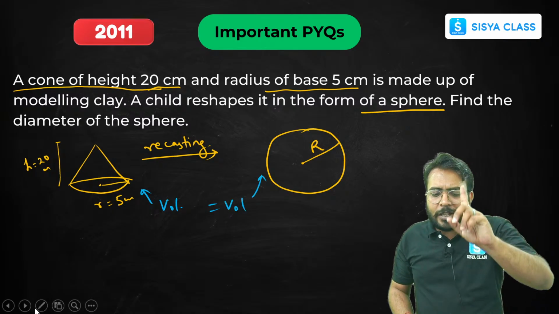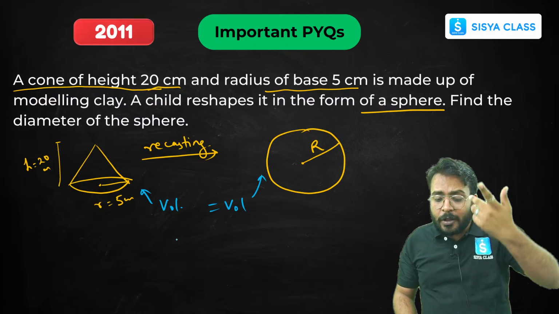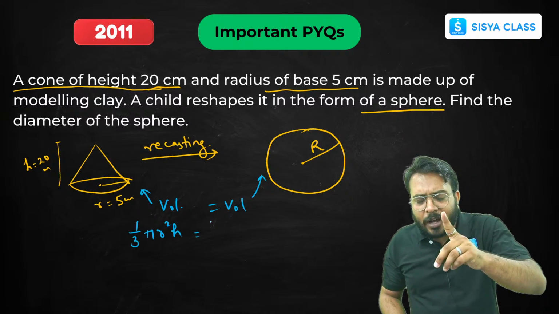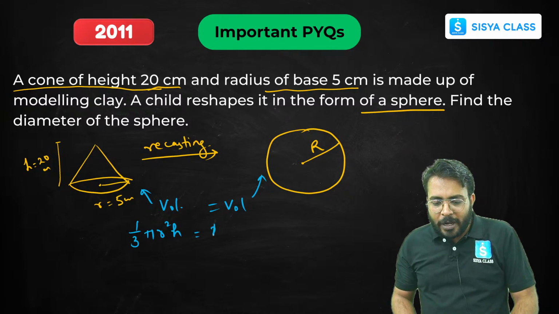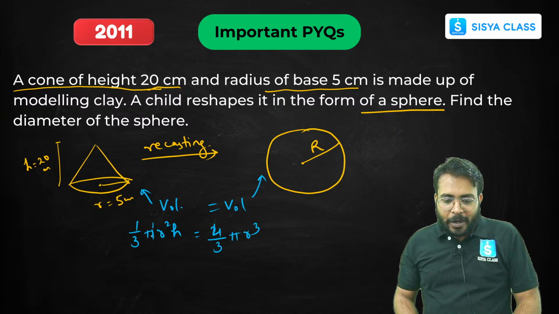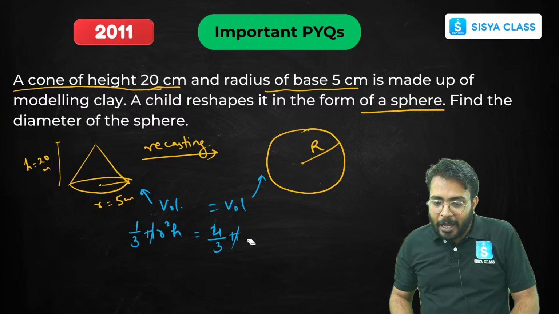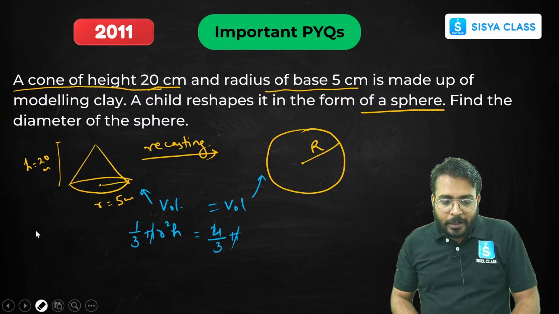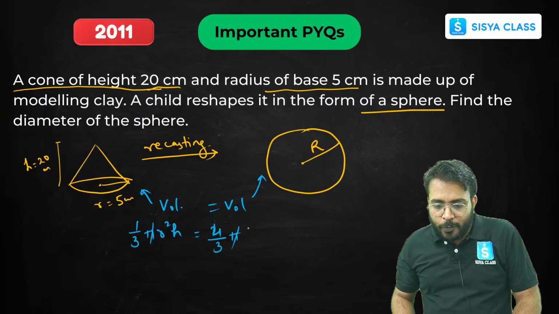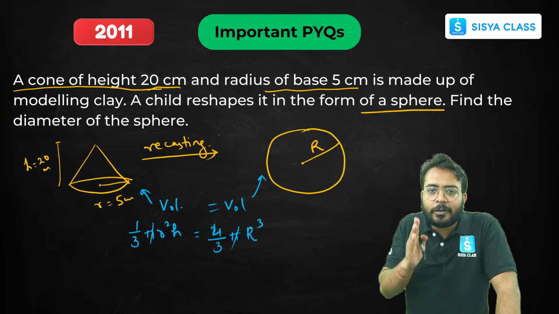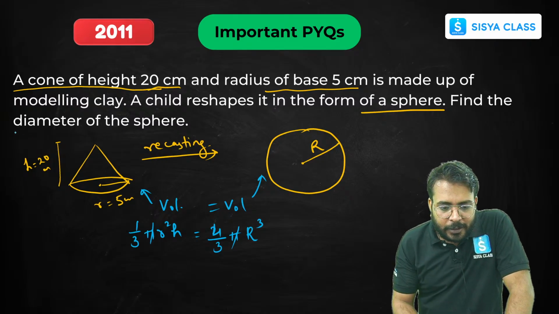Yes or no? So what is the volume of cone, dear? Volume of cone is nothing but 1/3 pi r square h. And what is the volume of sphere? It is going to be 4/3 pi r cube. Yes or no? Pi and pi got cancelled. Yes sir, cancelled. And please don't use small r. I have assumed that the radius of my sphere is capital R. That means it is going to be capital R cube. And I need to find out the diameter, right?